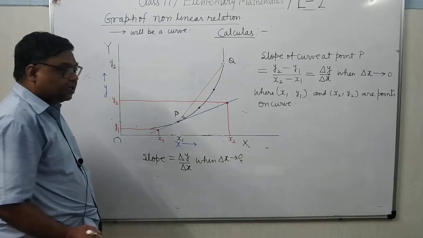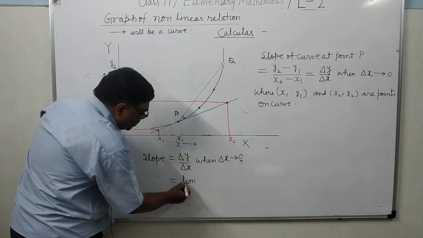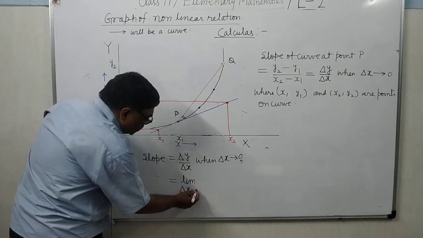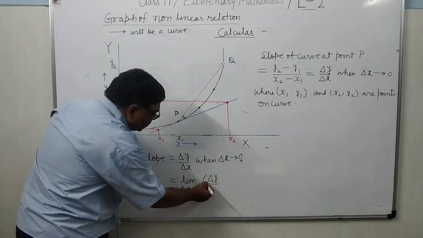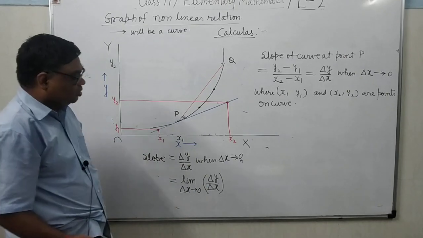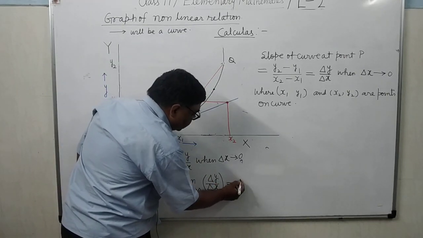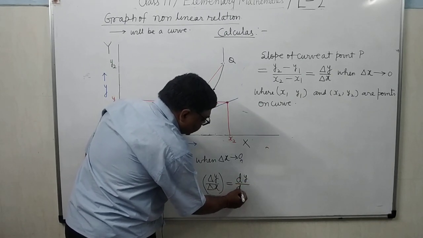This we can write mathematically in this way: limit delta x tending to 0 of delta y upon delta x. And in calculus, this thing is d by dx of y. D by dx of y.